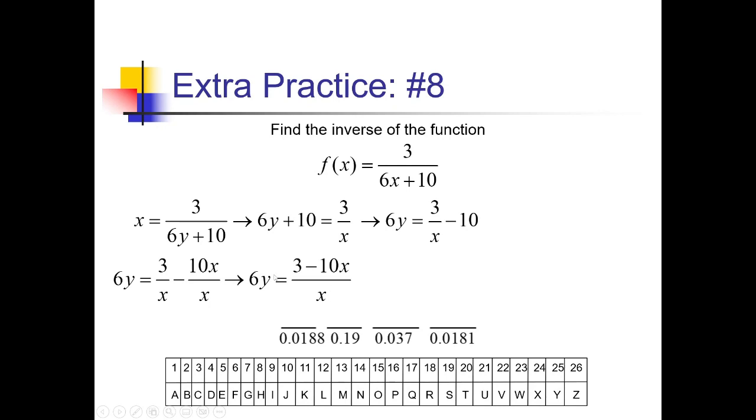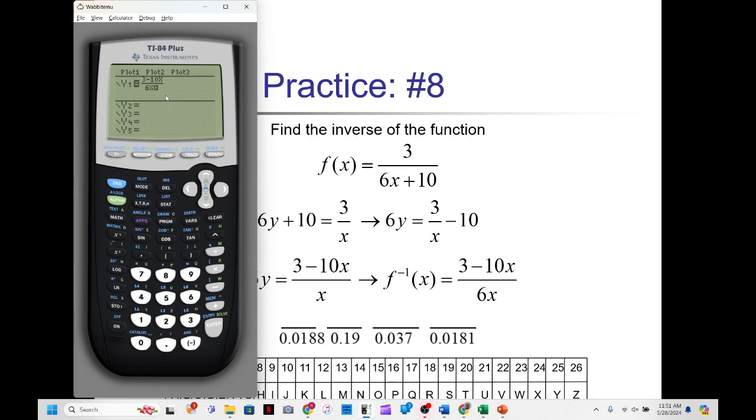And at this point, to get y by itself, I just divide both sides by 6. When I divide by 6, it's kind of like multiplying by 1 over 6, which basically just puts the 6 next to the x in the denominator. So this is what I'm now going to plug into my calculator to run these different numbers. So here I am on the calculator. I've got this f inverse in my y1, and then let me go to the table mode here. I've already got my independent on ask, so I can just plug these numbers in.